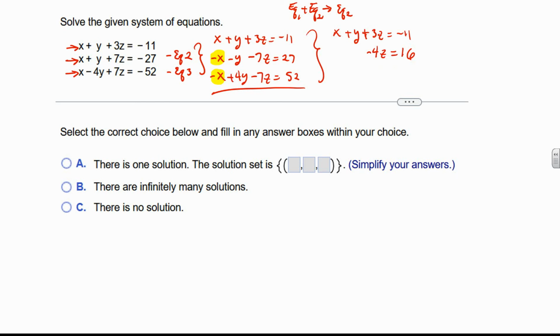So now I'm going to add equation 1 plus equation 3. So x minus x goes out. y plus 4y is 5y. 3z minus 7z is negative 4z, and that's equal to negative 11 plus 52, what is that, 41?